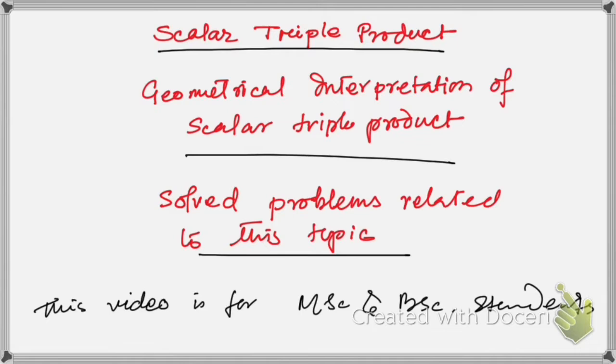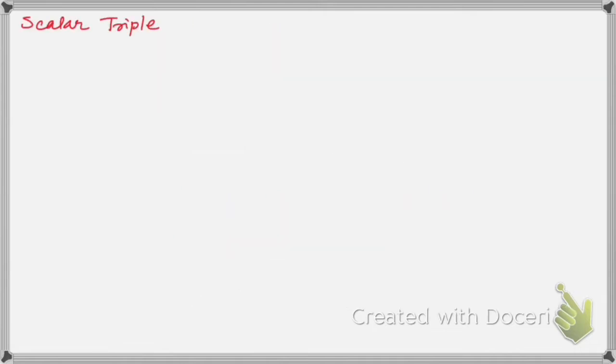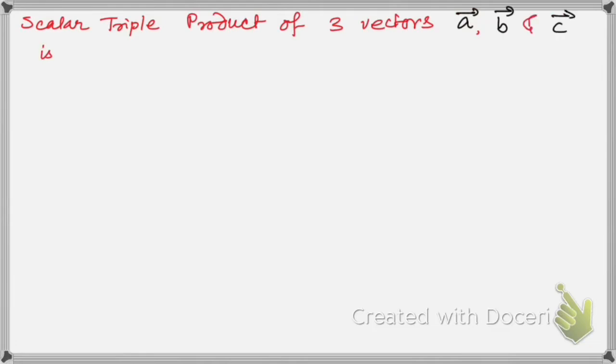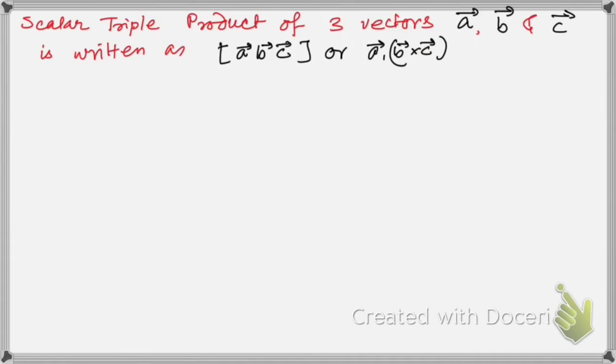Now you see, the scalar triple product of three vectors, suppose a, b and c, is written within square brackets. You can write the scalar triple product of three vectors a, b, c, or you can write it as a dot b cross c. That way also it can be written.